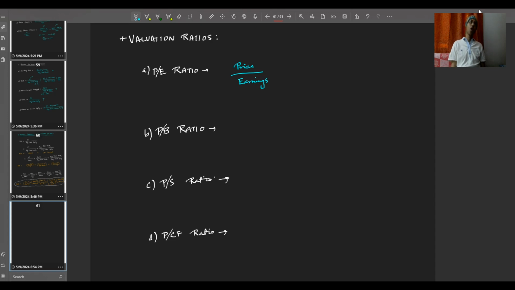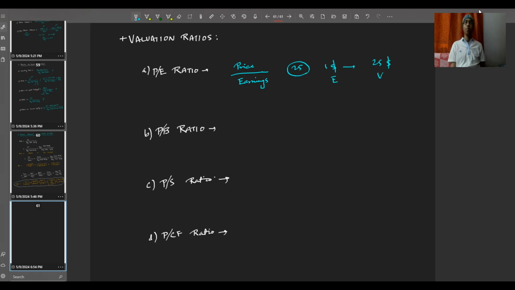It expresses how many times $1 of earnings is being priced by the market. Let's say the PE of a company is 25. This means $1 of earnings is being priced at $25 of value by the market.